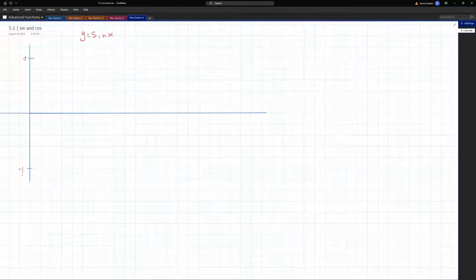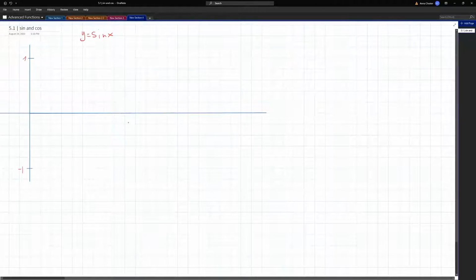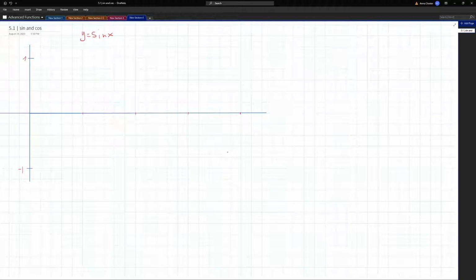The amplitude means the distance from the middle of the function to its maximum point, or the distance between the maximum and minimum divided by 2, which would be the average. So what I want to do now is mark out our other key points, which you should know should be our pi over 2, pi, 3 pi over 2, and then 2 pi.